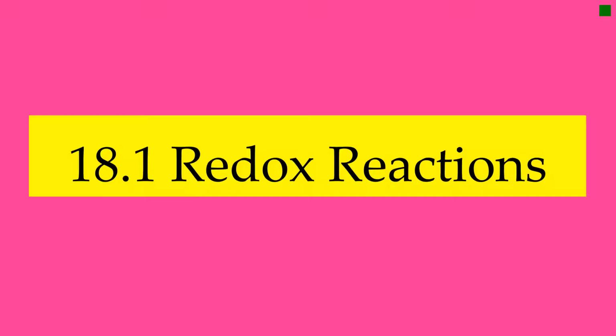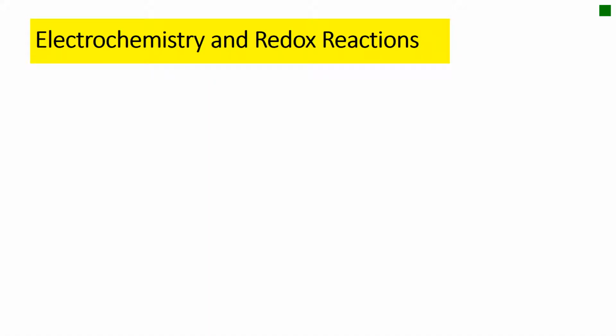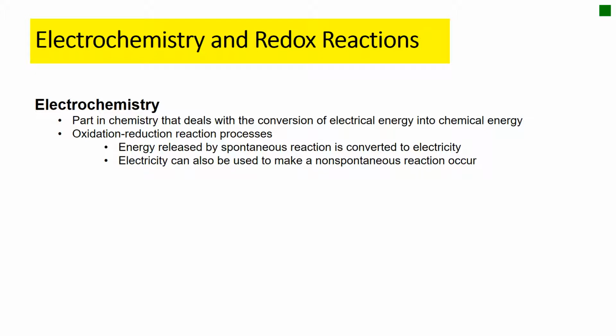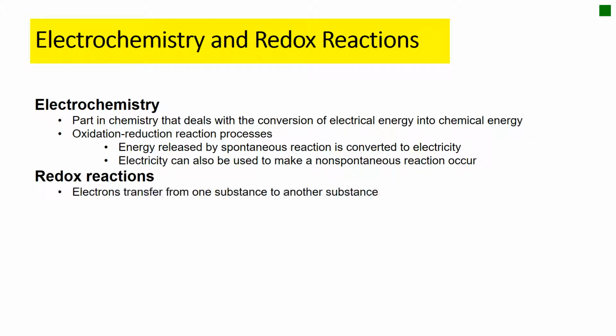18.1 Redox reactions. In this section, we will be covering how redox reactions work, how they are balanced, and the electrochemistry of it. Electrochemistry is a part of chemistry that deals with the conversion of electrical energy into chemical energy. It is the oxidation-reduction reaction process. The energy released by spontaneous reactions is converted to electricity, and the electricity can also be used to make a non-spontaneous reaction occur.